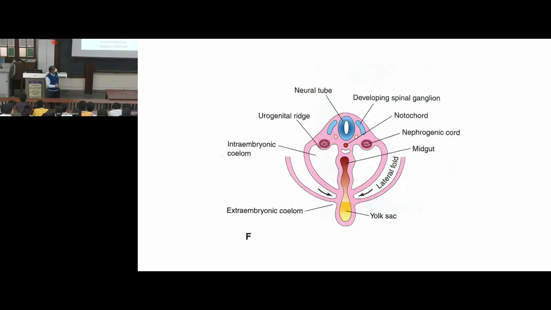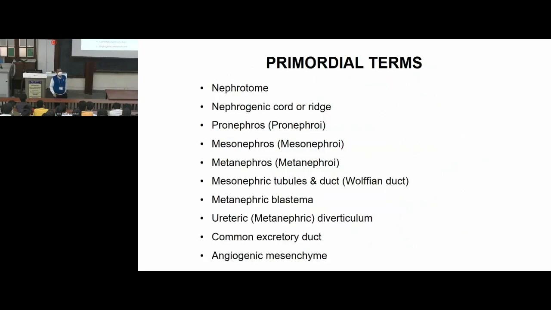So the nephrogenic cord further differentiates. Now let's come to the primordial terms that are used in development of the kidneys. Nephrotome. Nephro is for kidney. Tome means segment or section, to cut. So one segment of the developing kidney is called nephrotome. Nephrogenic cord or ridge. Cord will be linear. Ridge also is linear but an elevation. So in that intermediate mesoderm, there is an elevation that develops which is called the nephrogenic cord or ridge.